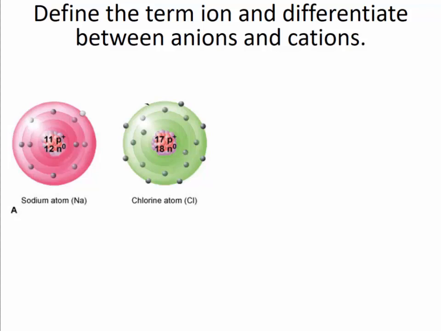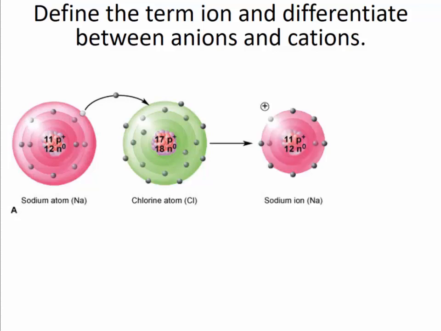And so how these atoms become stable is the 1 outer electron from the sodium will actually be given to the outer shell of the chlorine atom that only has 7 electrons, such that we end up with a sodium ion that has all its shells full because it lost that 1 outer electron. However, because we now have 11 protons and only 10 electrons, the sodium ion has a positive charge.